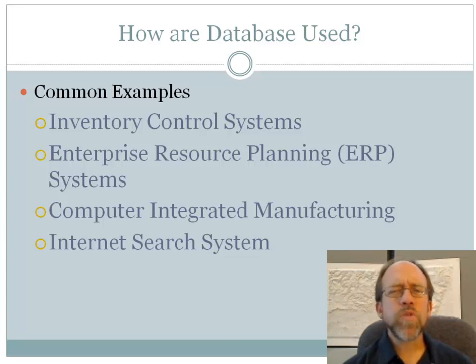But there are all sorts of other pieces, like computer integrated manufacturing, where the computer itself takes plans right off a computer, generated by a person, and does the manufacturing from there. Or a very complex database system is the internet search systems, which have multiple servers, multiple databases, and an entire complex scheme by which these things operate.